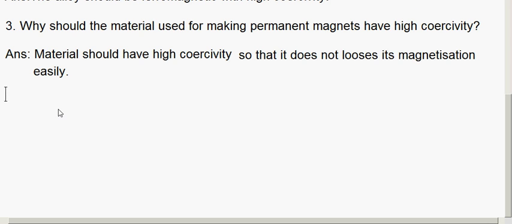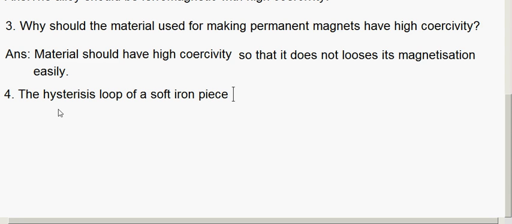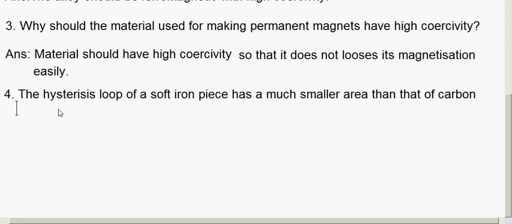Okay, now the last question. The hysteresis loop of a soft iron piece has a much smaller area than that of carbon steel piece.